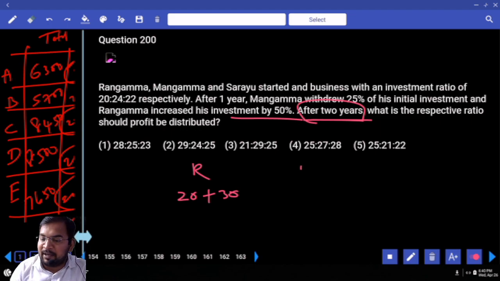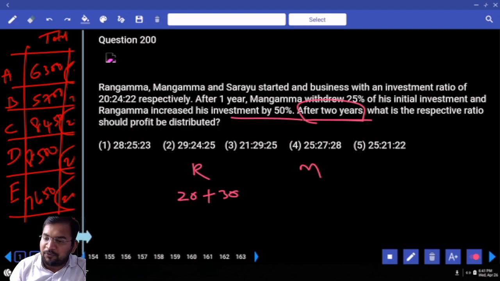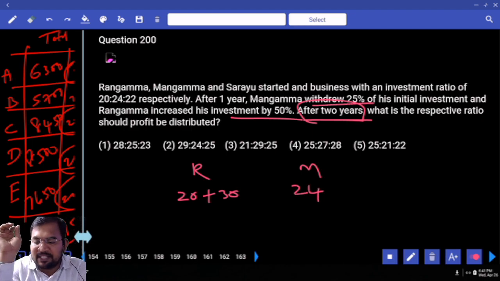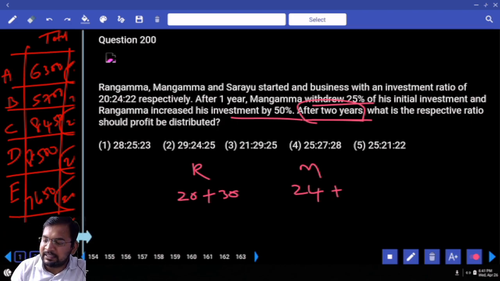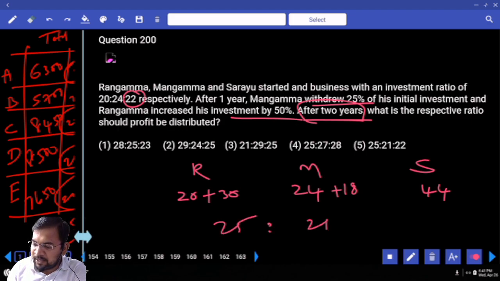Next, Mangamma, what is it? First 1 year, 24 parts. After 1 year, 25% is withdrawn. 25% is nothing but 1/4. 1/4 of 24 is 6 withdrawn, leaving 18. Next, Saryu. So nothing is there for Saryu. 22 into 40. Which table? 2 table. 225 times, 221 times, 222 times.